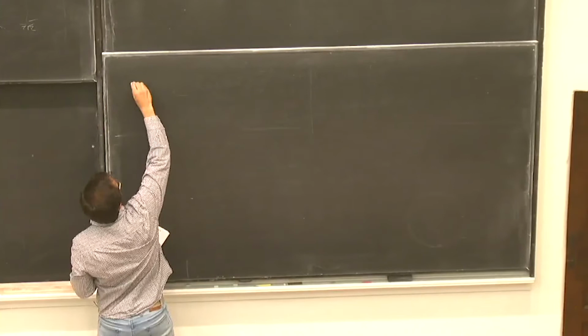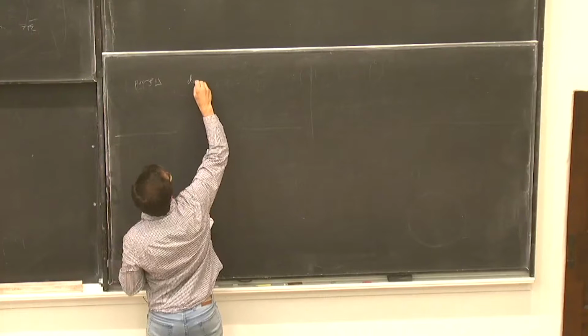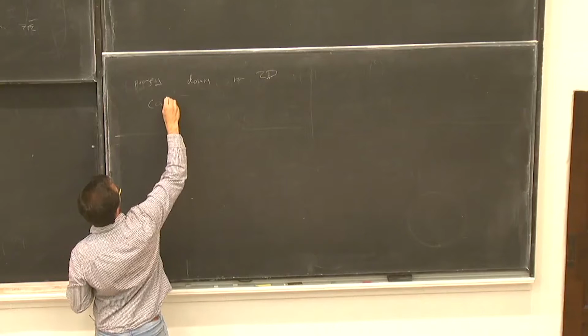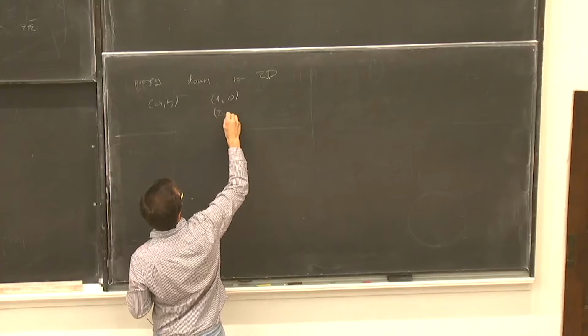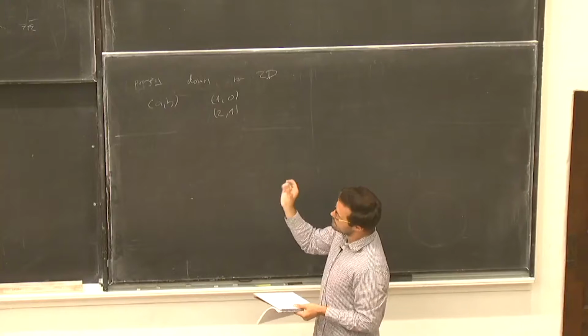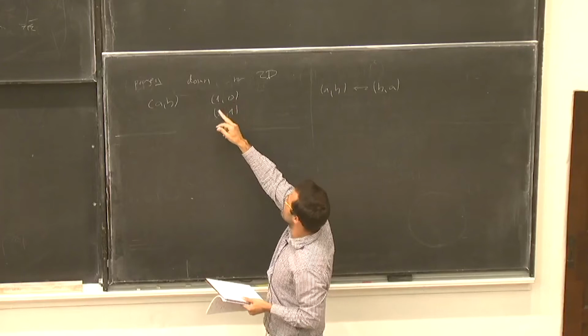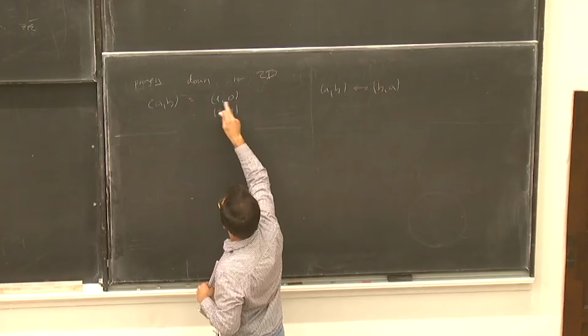So let's project down for simplicity. Let's project down to 2D. This would correspond to, for example, choosing A and B to be 1, 0, and the next one would be 2, 1, because in a case when the function is parity symmetric, there is actually a symmetry which exchanges AB with BA. So I should only consider symmetrized, unordered pairs. So the first two ones would correspond to AB being 1, 0, or 2, 1.